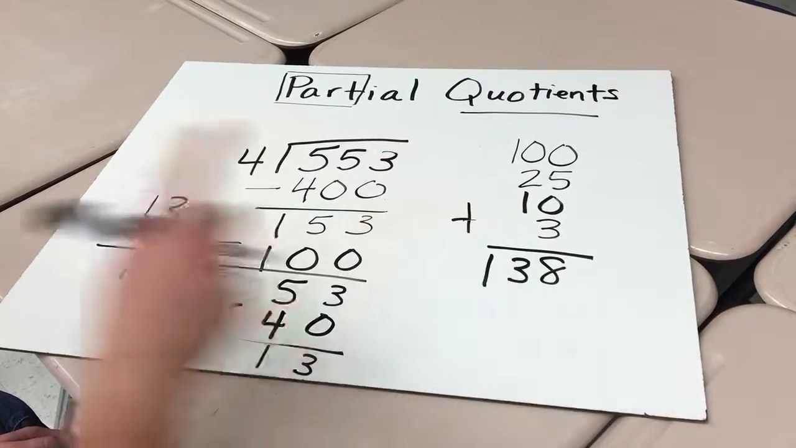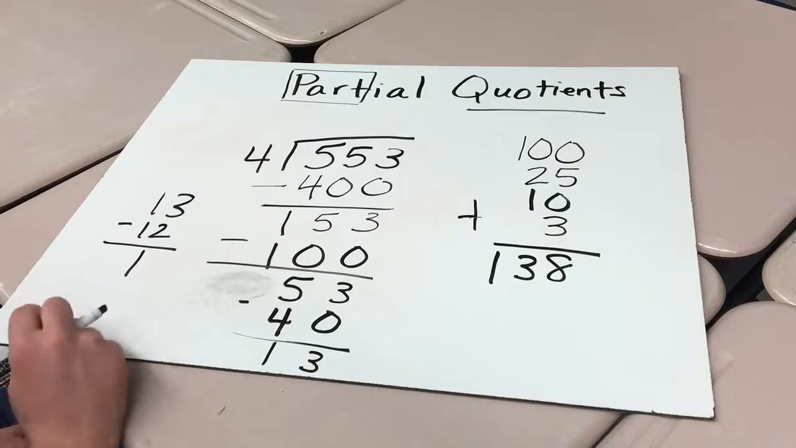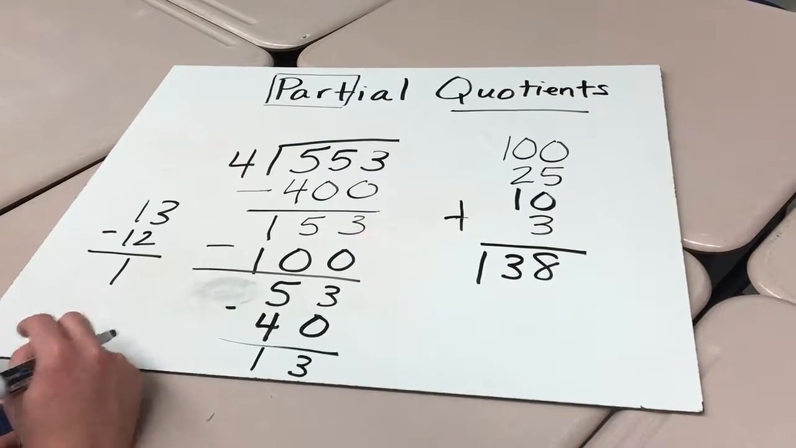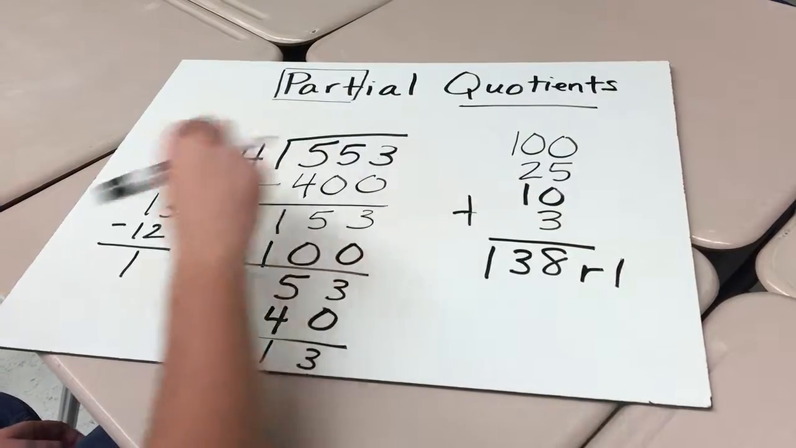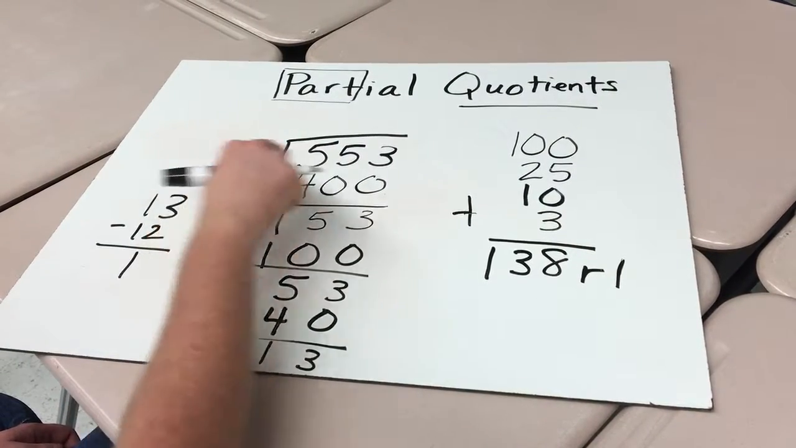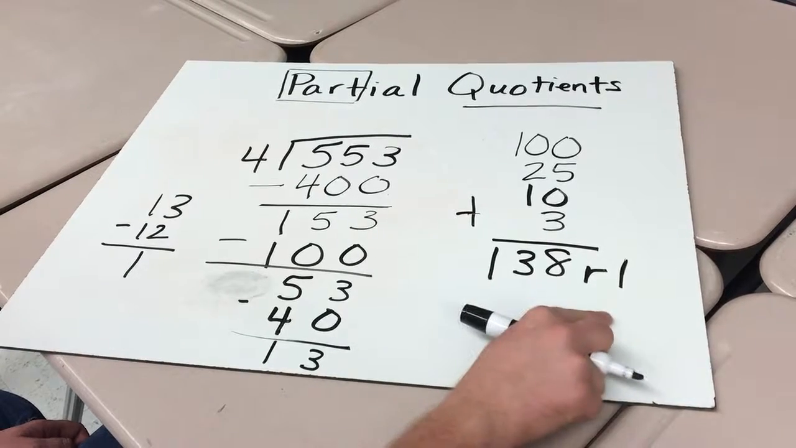But I can't forget, I still have this one left over. It's not enough to give me another group of 4. So what do we call that? That's right, we call that a remainder. So this is how we would solve 553 divided by 4 using partial quotients. And our quotient is 138, remainder 1.